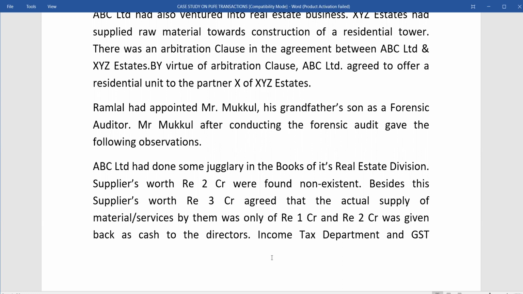ABC Limited had some jugglery in the books of the real estate division. Suppliers worth rupees 2 crores were found non-existent. Sometimes a company injects fake bills into the books and takes out the money. So they entered some bills worth 2 crores, which were non-existent. Nobody filed claims. How will you find out whether they exist or not? Once there is a public announcement, people will file claims along with the related documents. So here they were found non-existent.